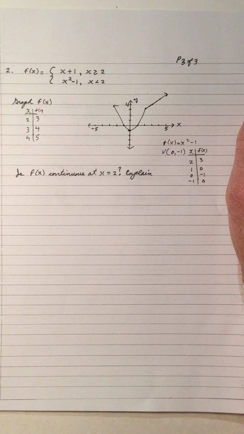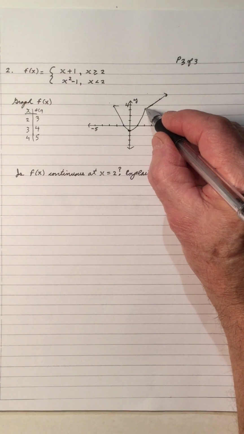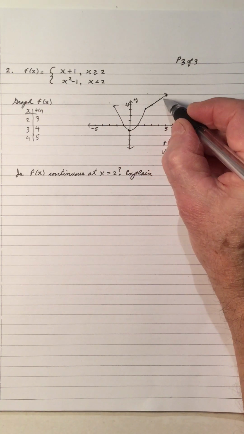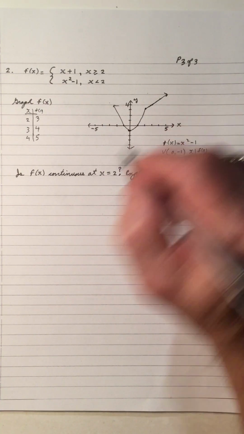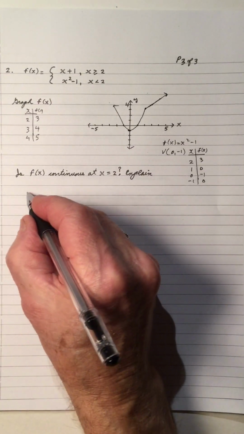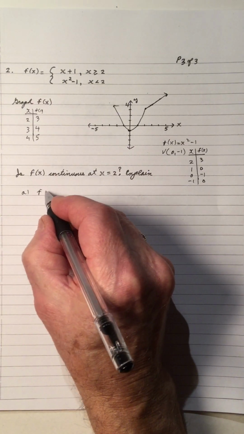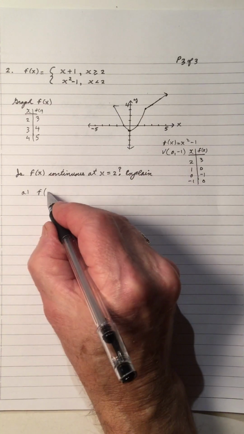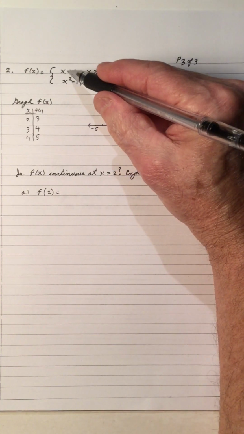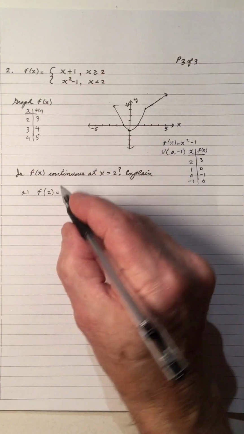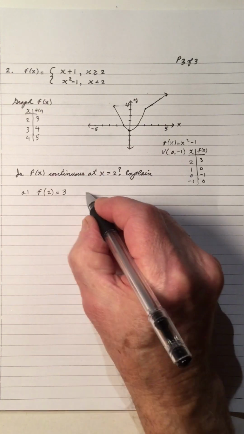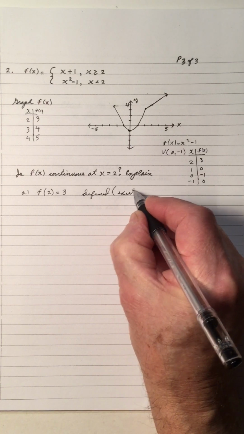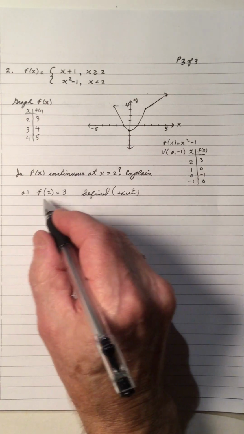Now, looking at the parabola, we can see that this point is on the line, but it's not on the parabola, but is included in the function. So it looks like it's continuous, but let's explain using conditions. A, the f of c is defined. We want to see if it's continuous at 2, so the f of 2, 2 is here, put a 2 in, we have a 3. So it's defined. In other words, the limit exists because the f of 2 equals 3.